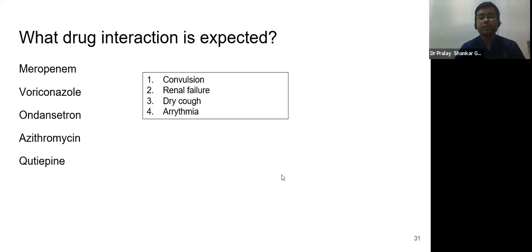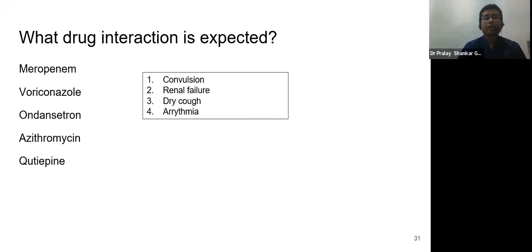So they want to see the QT interval, starting from Q to the end of T in the ECG, because quetiapine can cause QT prolongation. And you need to know that all of these drugs apart from meropenem can cause QT prolongation: voriconazole, ondansetron, azithromycin, and quetiapine. So if you have prolongation of QT, then that patient may land up in ventricular tachycardia or ventricular fibrillation. So arrhythmia is the answer here. Right. Thank you so much.